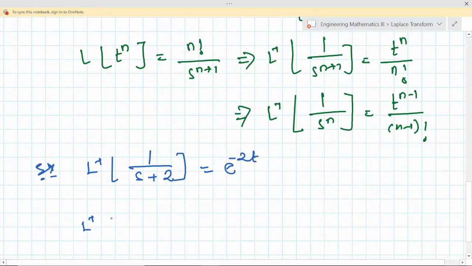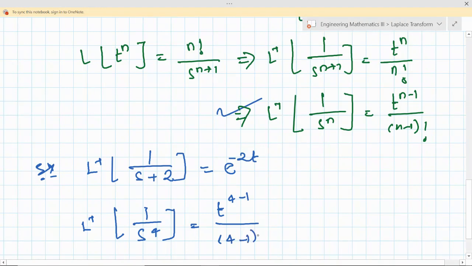Suppose I want the inverse Laplace of 1 upon s raised to 4. Now 4 is an integer, so use this result: t raised to 4 minus 1 divided by 4 minus 1 factorial. That is t raised to 3 divided by 3 factorial, which is t cube divided by 6, because 3 factorial is 6. These types of small examples will be there in the online tests also.